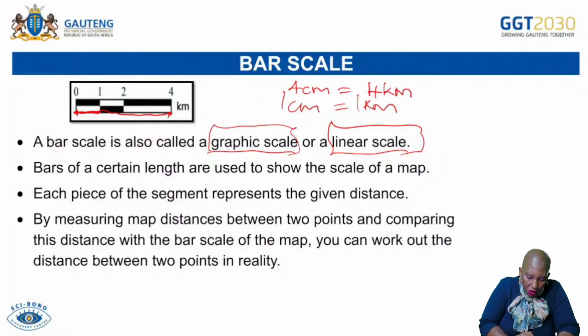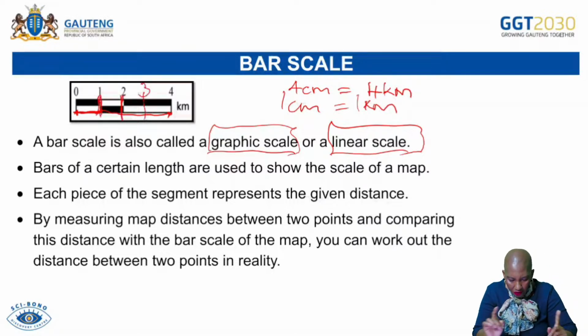And then the bars, okay, I'm done with this one. Bars of a certain length are used to show the scale of the map. Each piece of the segment represents the given distance. Like I have indicated, if it says 1 centimeter, I know it will be 1 centimeter. I measure again another 1 centimeter. That means it will be 3. And then the last one, if I measure the entire bar, it will be 4 kilometers.